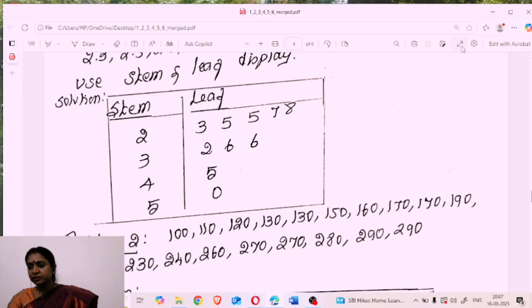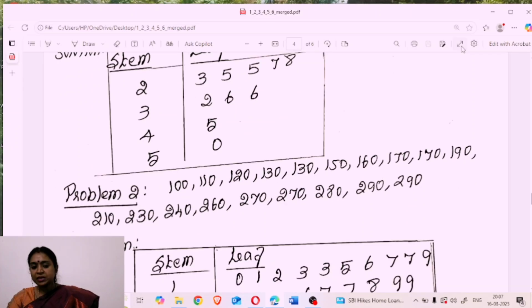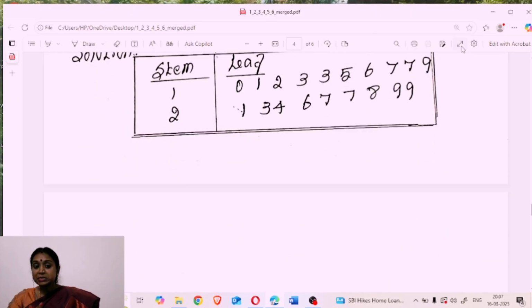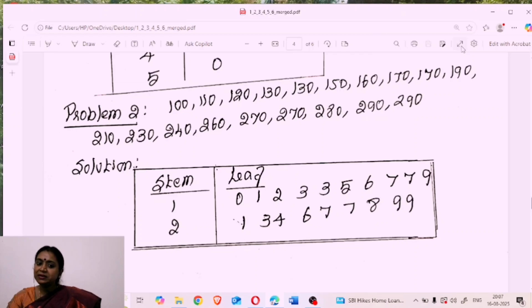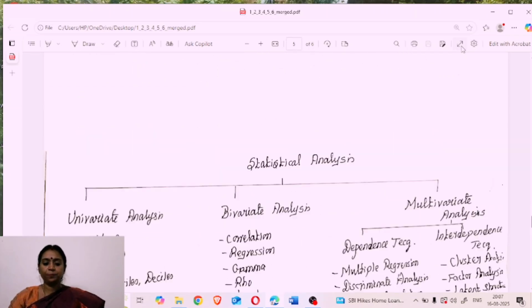Here there are 3-digit numbers given. The first digit is always the stem. The second digit is our leaf. The third digit is 0, just leave it. Okay, third digit 0, leave it. Stem and leaf display is very simple.